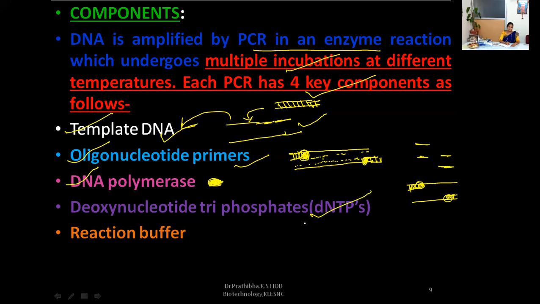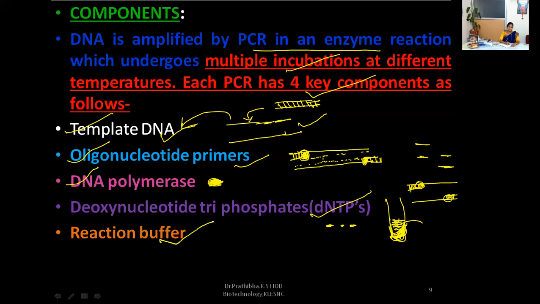Deoxynucleotide triphosphate. These are individual nucleotides you need to provide, because when you are providing template DNA, primers and DNA polymerase enzyme, you need to provide them in the reaction tube, because this is happening in the in vitro condition. In the in vitro condition, you need to provide everything, right? So you need to provide the individual dNTPs, that is deoxynucleotide triphosphate, in the reaction mixture. For as many copies as you want, that many individual deoxynucleotides you need to provide.